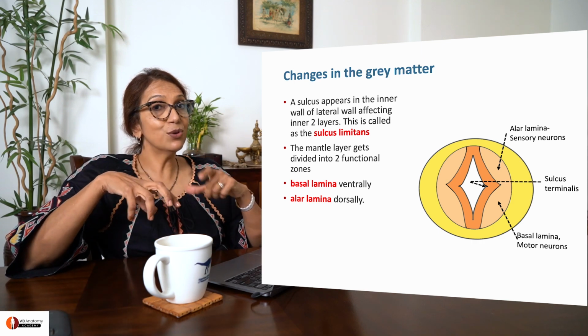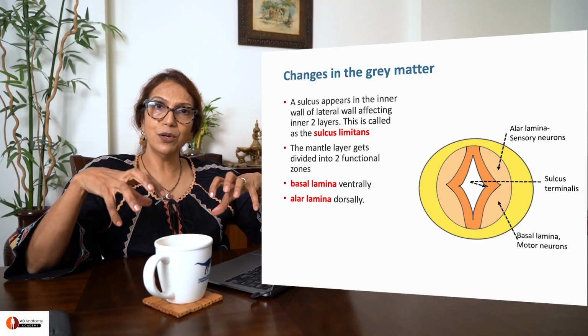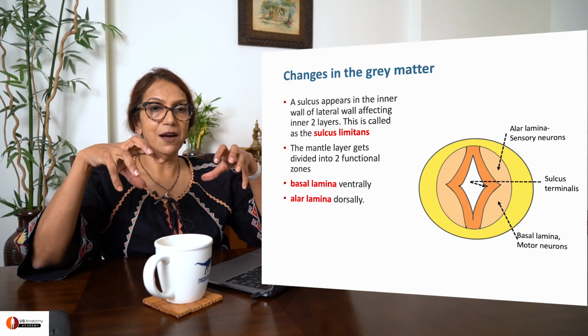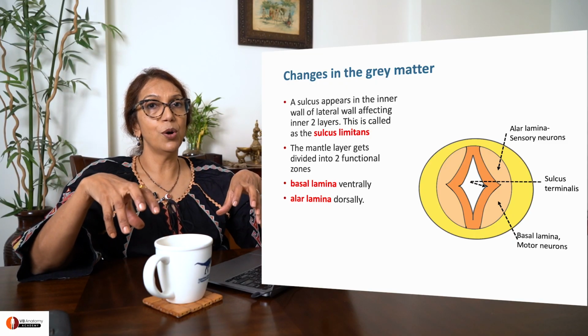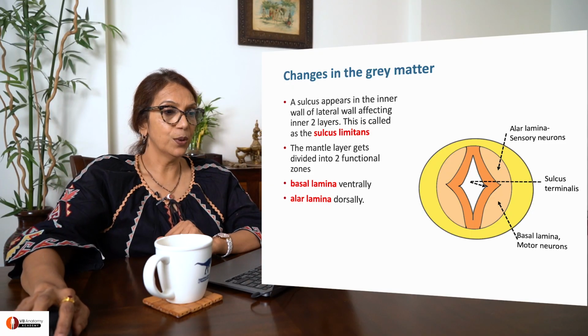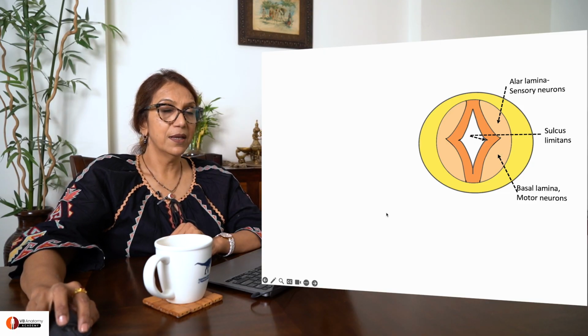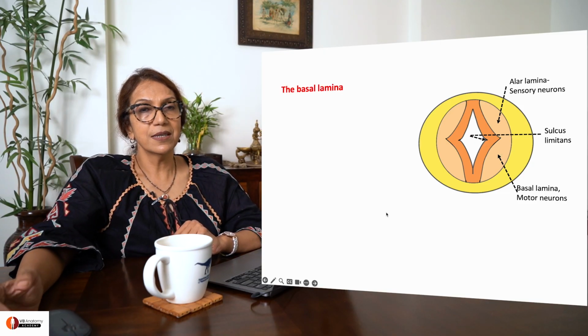So your mantle zone contains what? It contains neurons. Now these neurons have been grouped together into two groups: a ventral group called the basal lamina, and a dorsal group called the alar lamina. Okay, so take a look. This is your basal lamina, this is your alar lamina. Now what is peculiar about this?